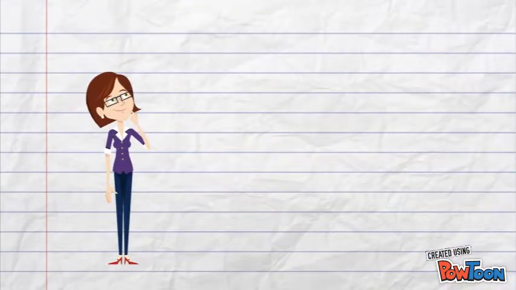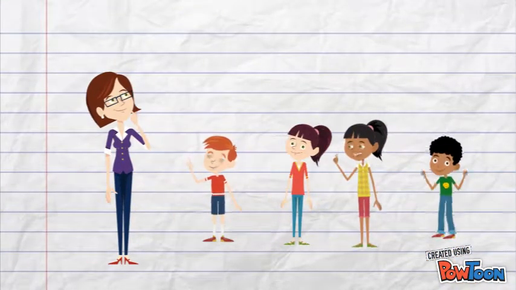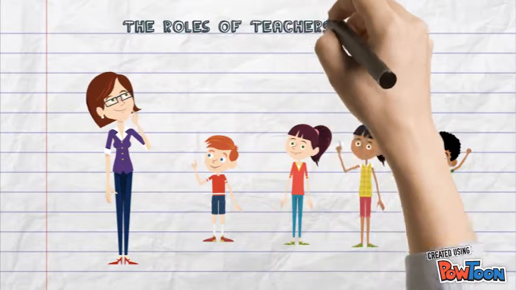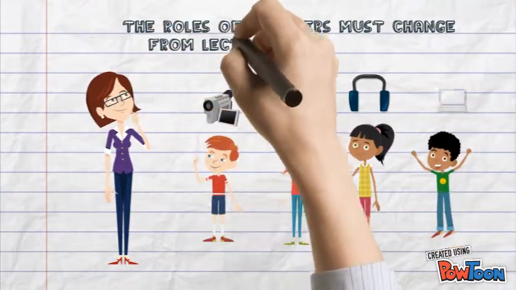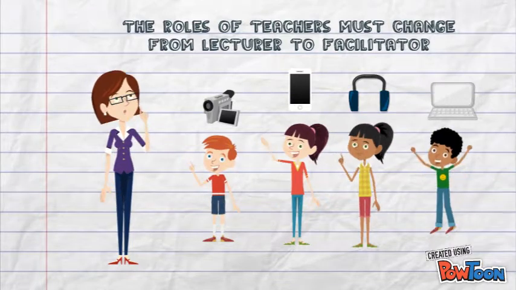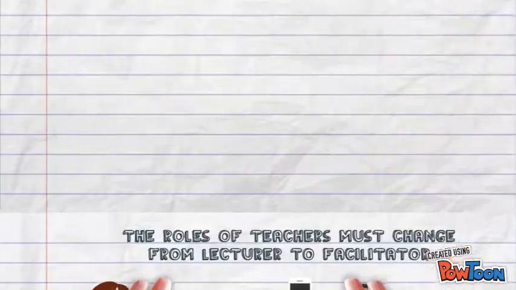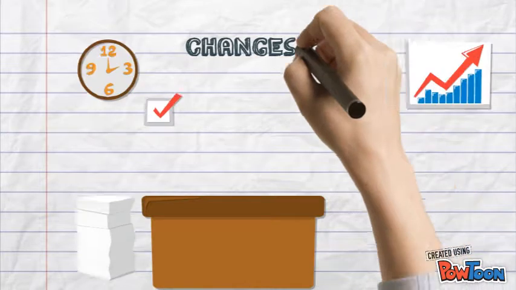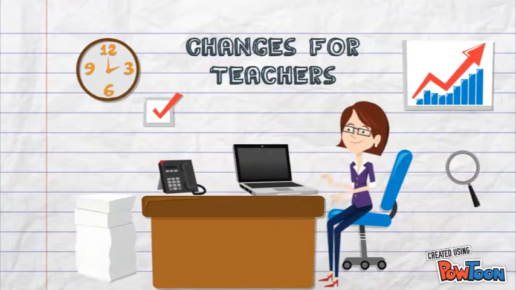When it comes to technology, the role of teachers must change from a lecturer to a facilitator. Teachers must be co-learners, as students may know more than they do on some aspects of technology. Teaching practice must be modified to keep up with the evolution of society.